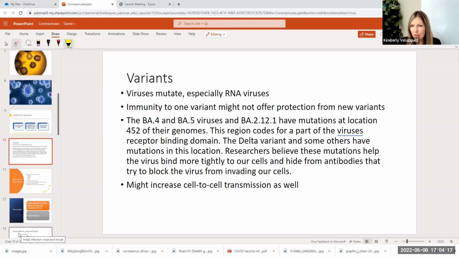Variants are arising in the SARS-CoV-2 virus, just like in all viruses, and especially RNA viruses have a really high rate of mutation compared to DNA viruses. DNA viruses have a type of proofreading system to check for mistakes. RNA viruses do not. So in general, these have a higher rate of mutation.